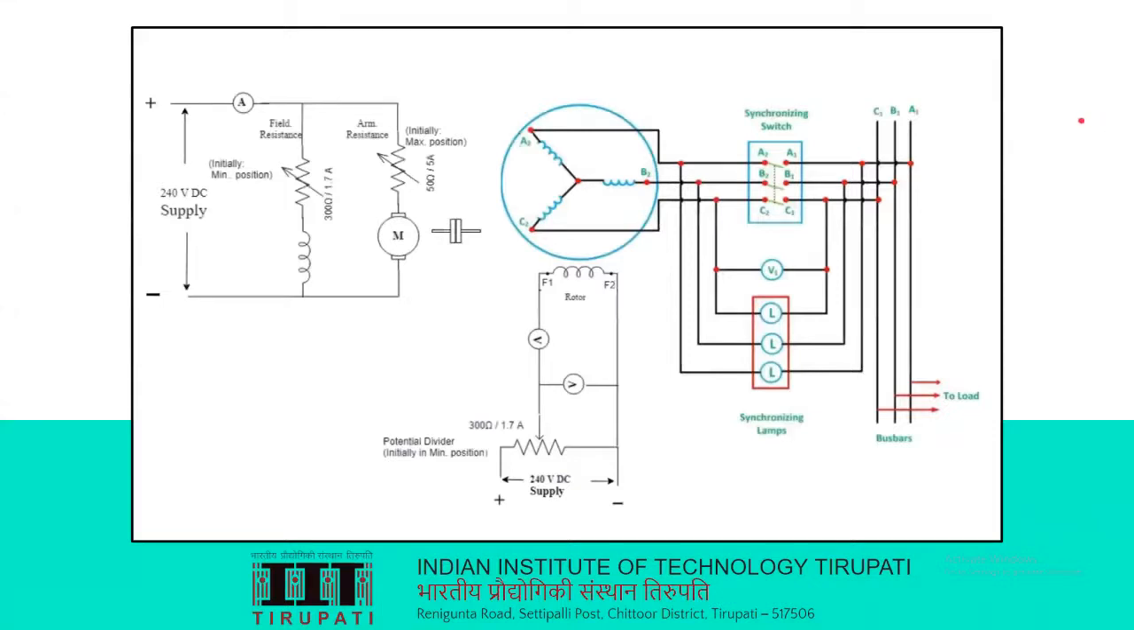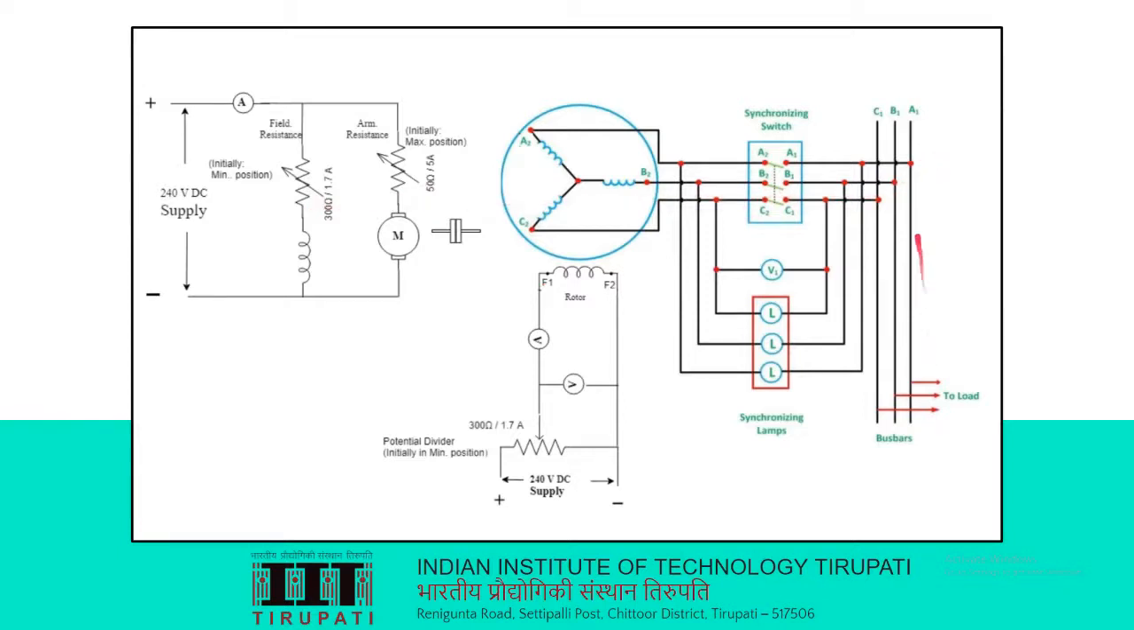This is the circuit diagram. This is the three-phase alternator connected in star. This is the field winding of the alternator and it is excited by the potential divider. A DC motor is used as a prime mover. These two rheostats are used to control the speed of the DC motor.